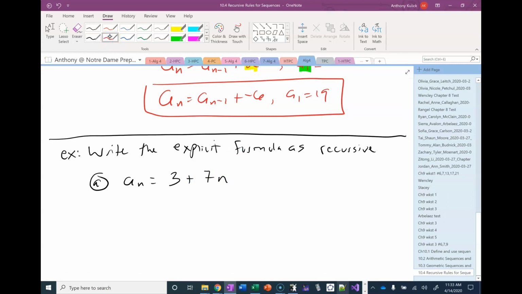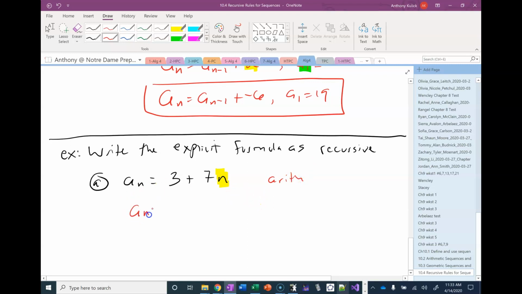The first thing we need to do is identify whether this is arithmetic or geometric. The way I'm going to do that is by looking at what's going on with my n. If the n is being multiplied, then it's arithmetic, which is what's going on here. If the n was in the exponent, it would be geometric, but that's not what's going on here. We have 3 plus 7n. So this is arithmetic.